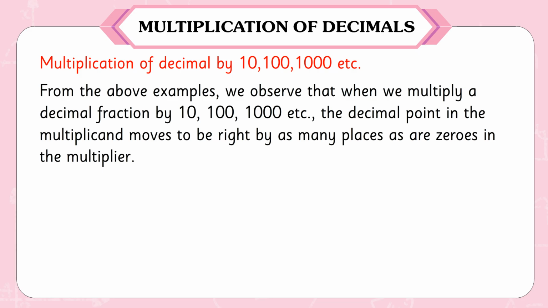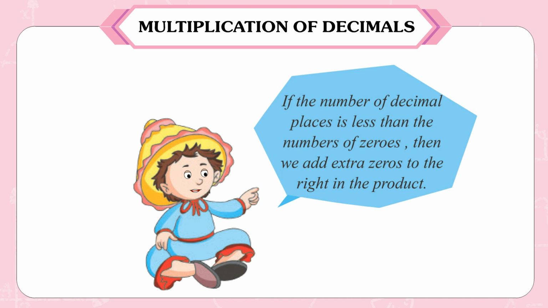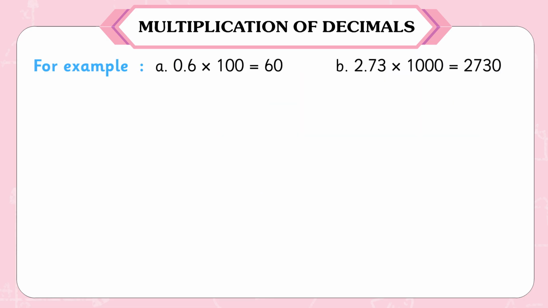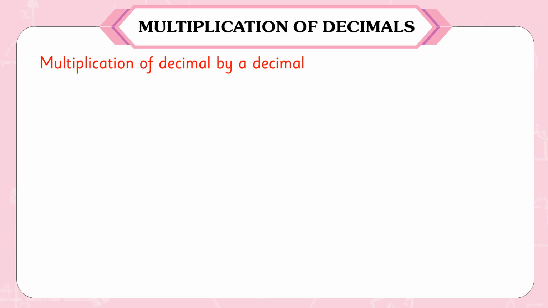decimal point in the multiplicand moves to the right by as many places as there are zeros in the multiplier. If the number of decimal places is less than the number of zeros, then we add extra zeros to the right in the product. For example, A. 0.6 times 100 is equal to 60. B. 2.73 times 1000 is equal to 2730.